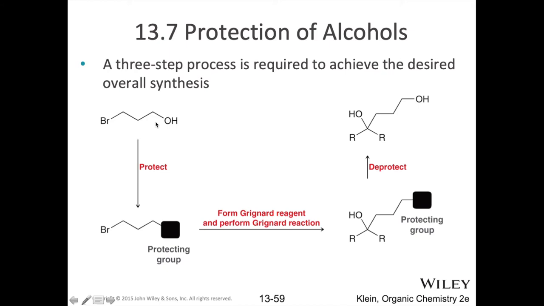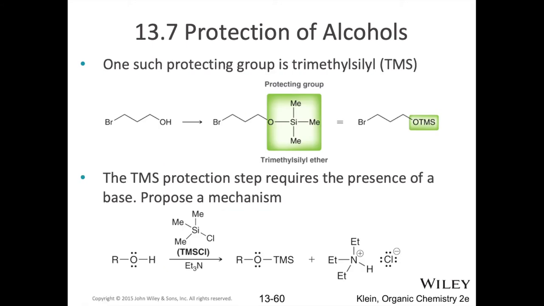We swap out our alcohol group for a protecting group that is unreactive. We then make our Grignard reagent and do our regular Grignard reaction, make the alcohol that we want, and then we deprotect it. We convert that protecting group back into an alcohol group, and there's that product, that diol that we wanted. Okay, so what is this protecting group? What are some candidates for that?